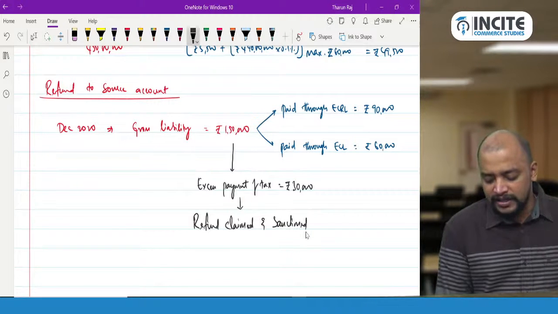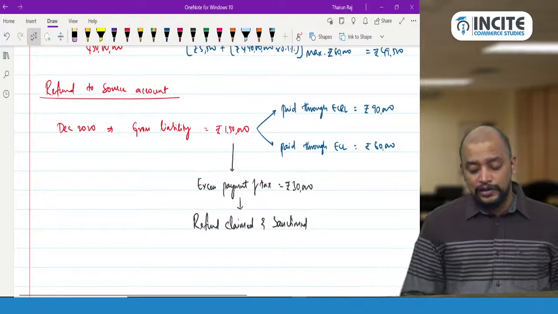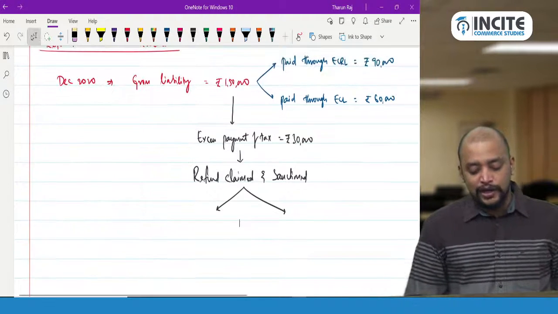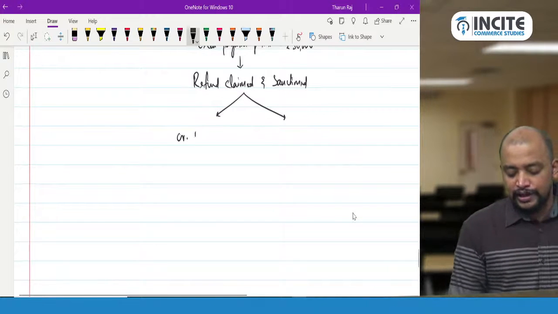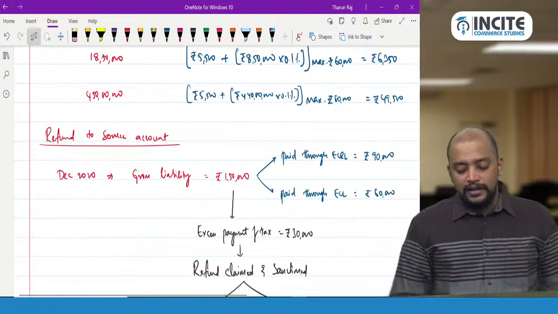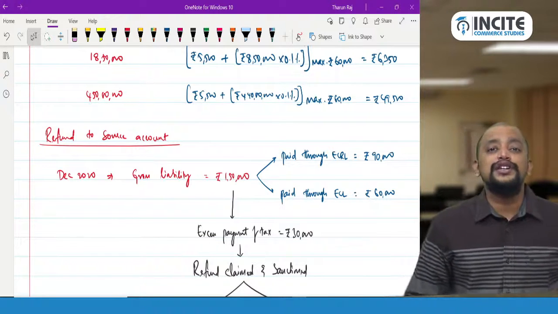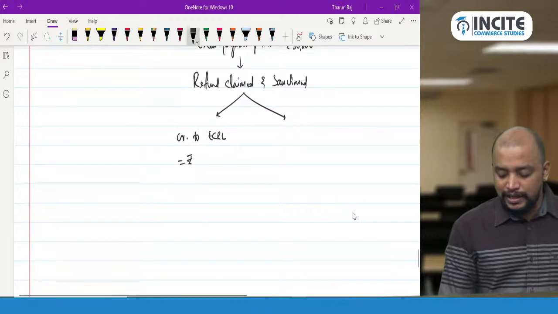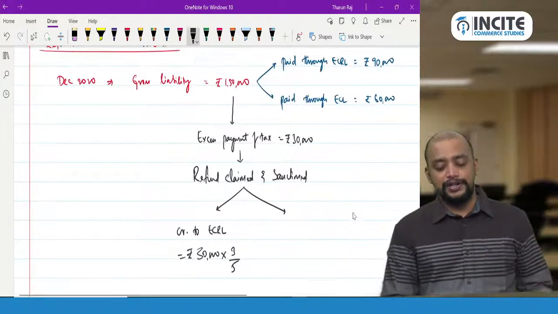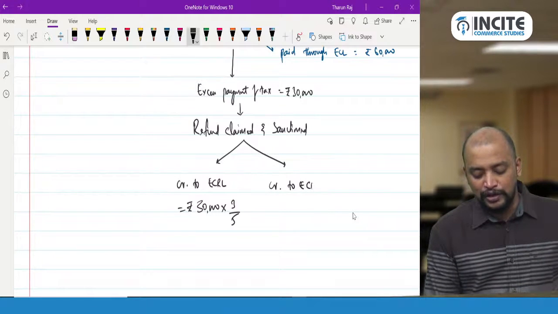Now, where will this refund go? The 30,000 will go to the electronic cash ledger or electronic credit ledger, or both. It will go to both. To what extent will it go to the electronic credit ledger? We have made 90:60, so a 9:6 ratio, or in other words a 3:2 ratio. So 3/5 will go to the credit ledger and 2/5 will go to the cash ledger.